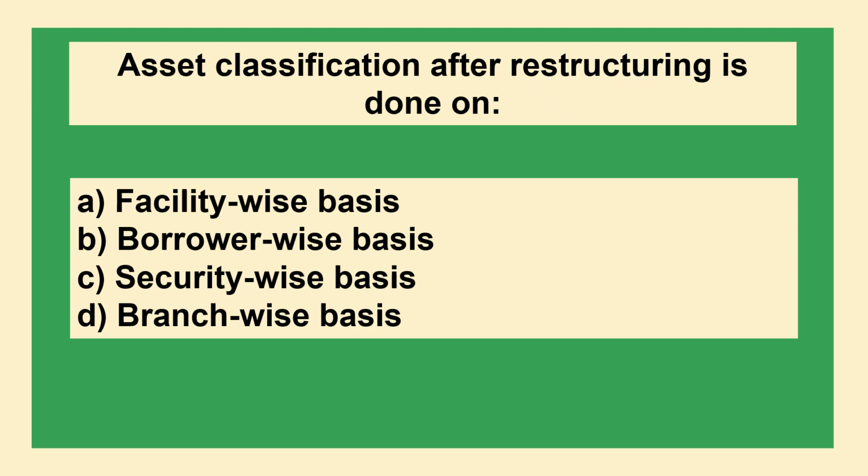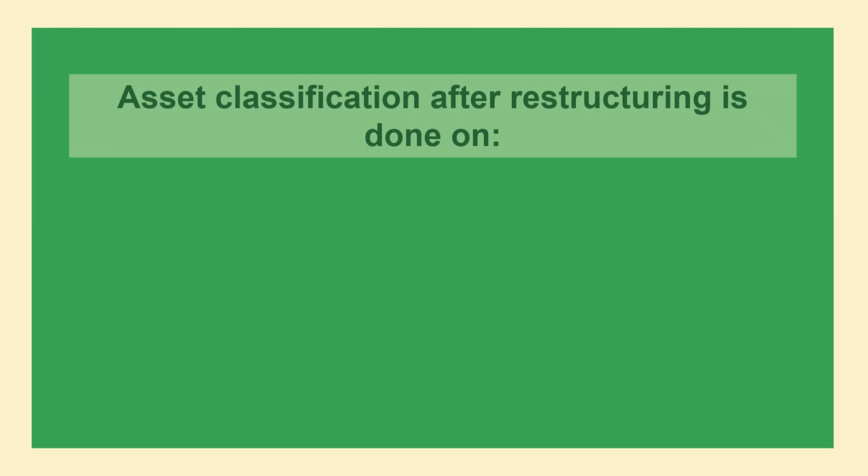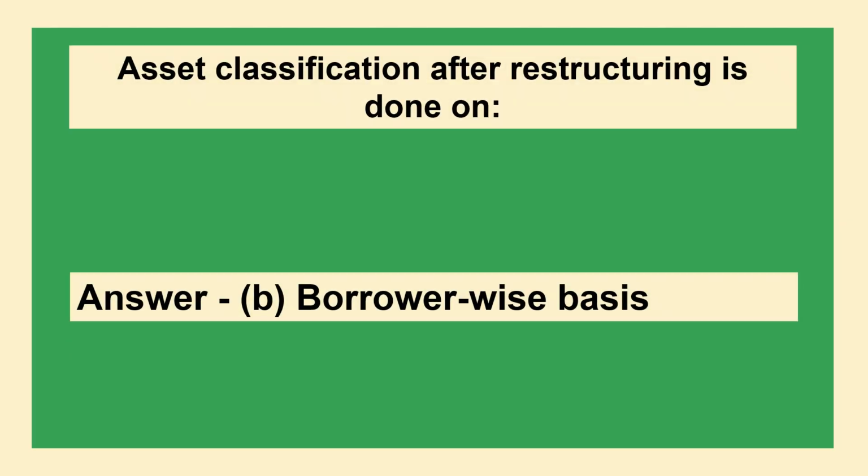Asset classification after restructuring is done on option A facility wise basis, option B borrower wise basis, option C security wise basis, option D branch wise basis. The answer is option B borrower wise basis.